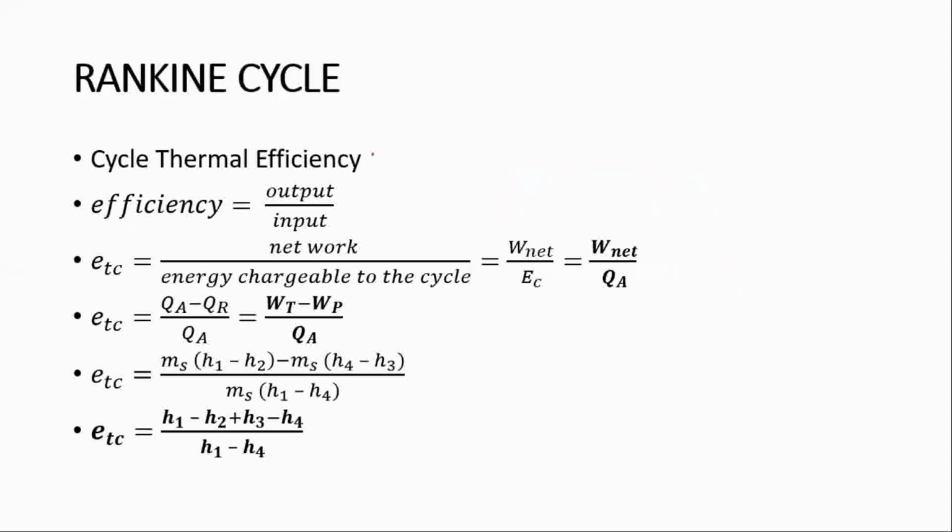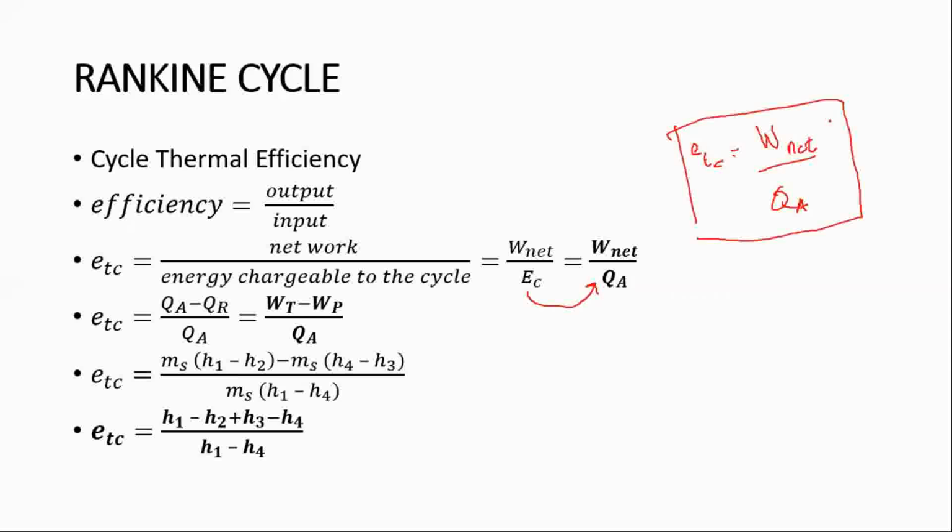So, we have efficiency, as we all know, definition is output divided by the input. So for the cycle, ang output ng ating cycle is yung tinatawag na network, and then yung input is energy chargeable to the cycle. So, ang ating network or W sub net over E sub C, energy chargeable to the cycle. Ang energy chargeable to the cycle is yung ating heat added to the boiler, no? And then palitan natin 'yan. So technically, no, we have thermal cycle efficiency ng Rankine cycle is work net over heat added, no?